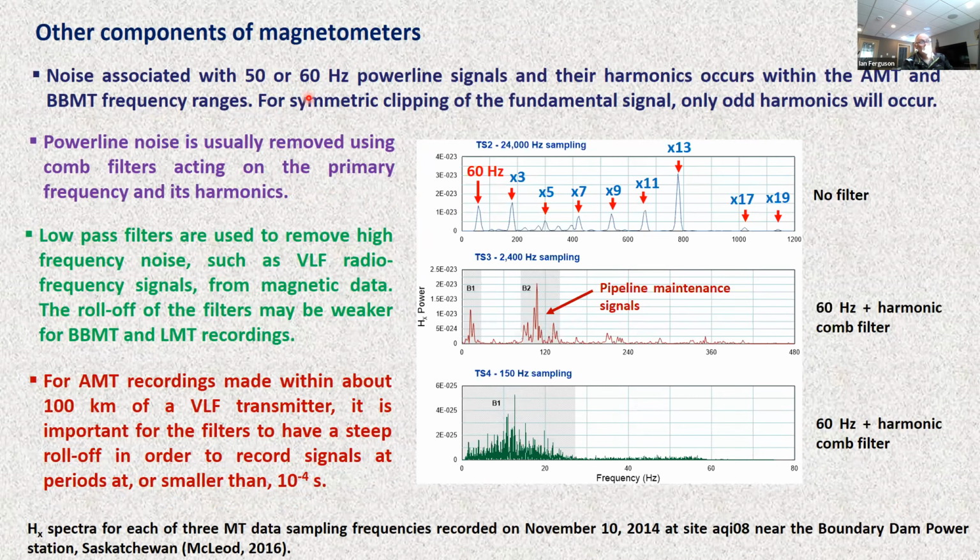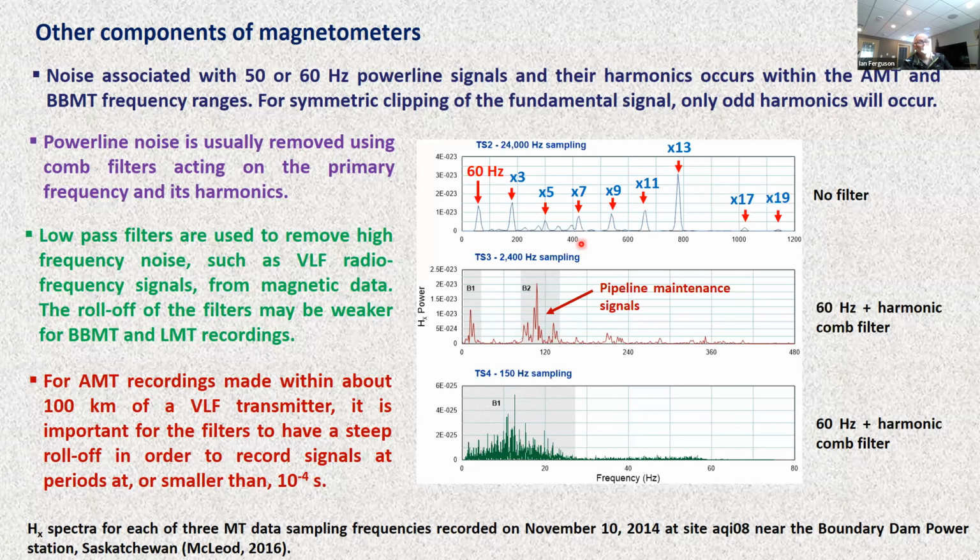For symmetric clipping of the response, 60 hertz response, only odd harmonics will occur. But ideally, the comb filter should also filter for even harmonics so that the instrument can be used in areas with an unbalanced power supply.